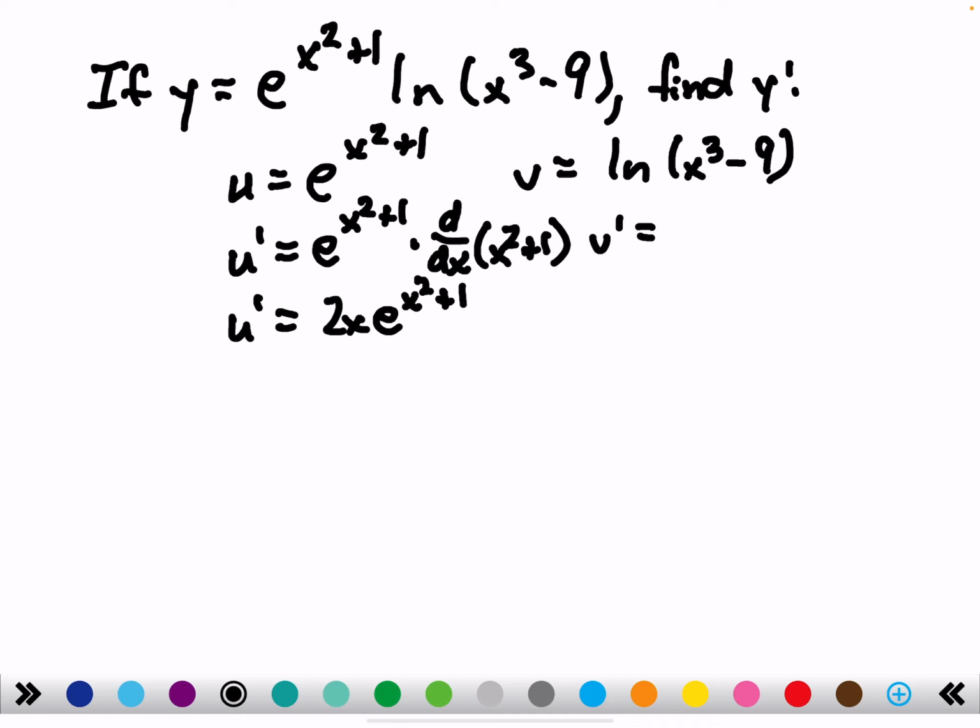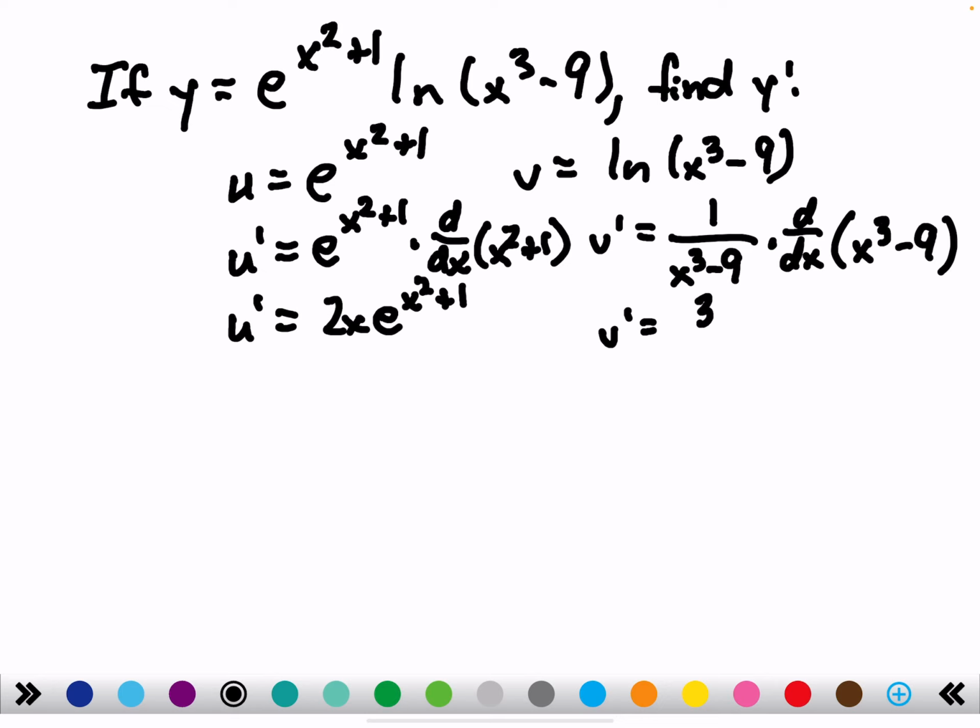Now v prime, the derivative of the natural log of x cubed minus 9 is 1 over x cubed minus 9 times the derivative with respect to x of x cubed minus 9. The derivative of x cubed minus 9 is 3x squared. And you could write this as 3x squared over x cubed minus 9 for v prime.